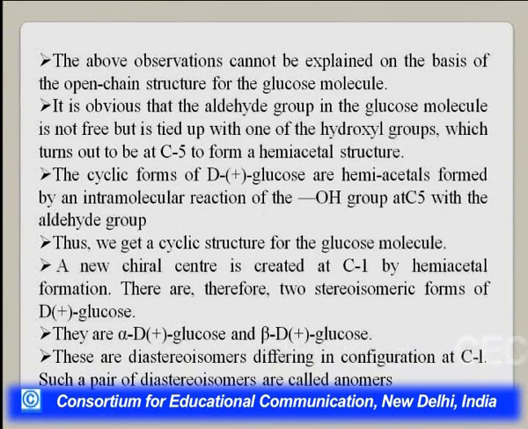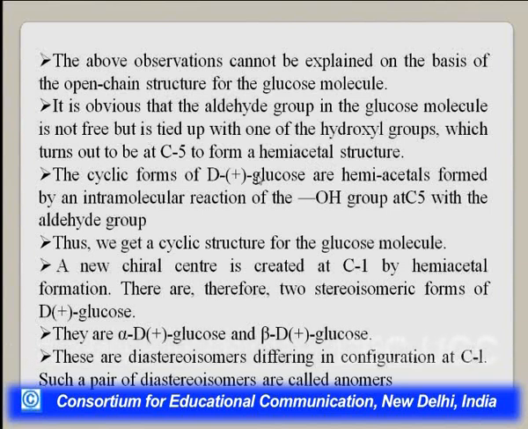The above observations cannot be explained on the basis of the open chain structure of glucose. Obviously, the aldehyde group in the glucose molecule is not free at all. You must remember, viewers, that the aldehyde group in glucose is not free. It is tied up with the hydroxyl group at carbon number 5 to form a hemiacetal structure. So the open chain structure is not there all the time; sometimes the open chain structure is there, sometimes other isomers are there.